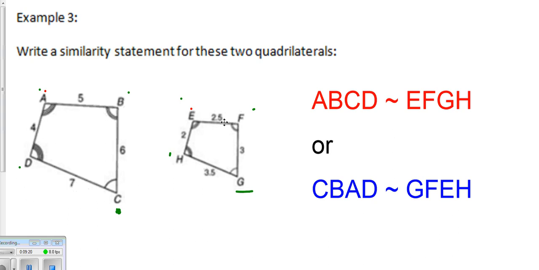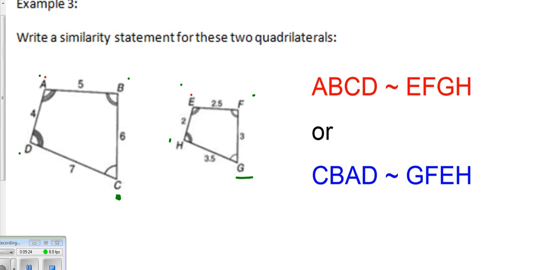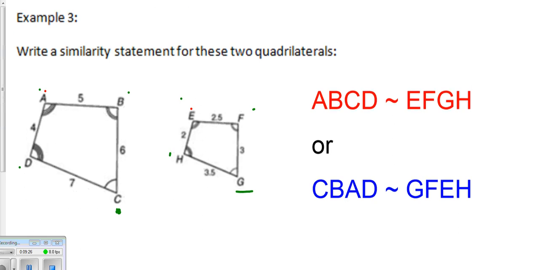It really doesn't matter. There are multiple ones you could do. Again, like our congruency statements, the only rules are everything has to match up. So if you started with D on one, you'd have to start with H on the other. And you just have to make sure all of your letters match up in their corresponding spots.